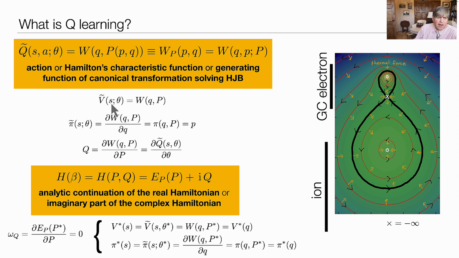And now the approximate value function is Hamilton's characteristic generating function, the approximate policy is the derivative of that function with respect to little q, and the capital Q in our point is the derivative of the generating function with respect to capital P, or the derivative of the approximate Q function with respect to the approximate parameter, so that the analytic continuation of the real Hamiltonian, or the imaginary part of the Hamiltonian, which is capital Q, is directly related to the approximate Q function of Q learning.